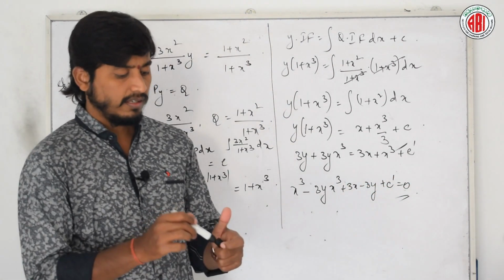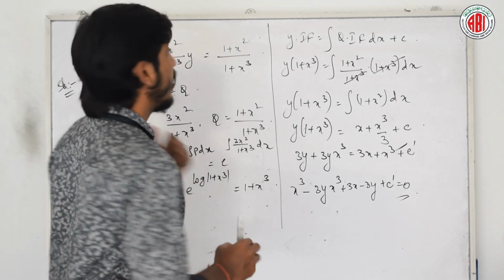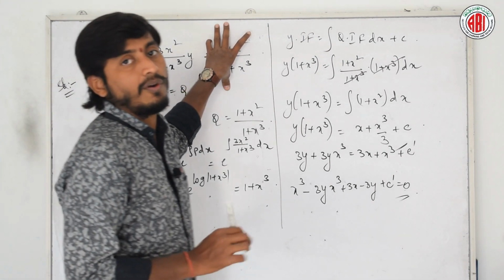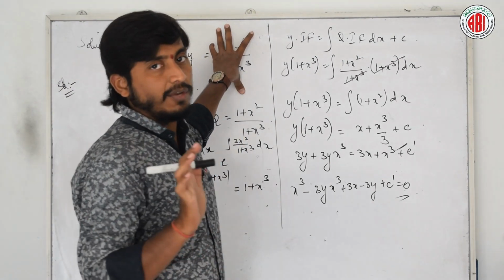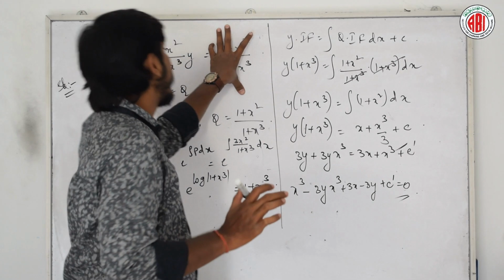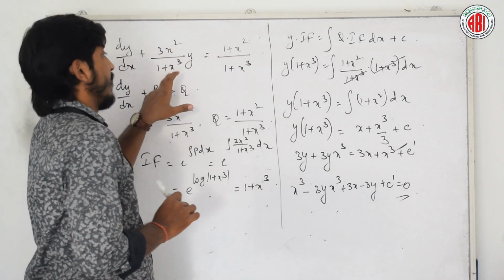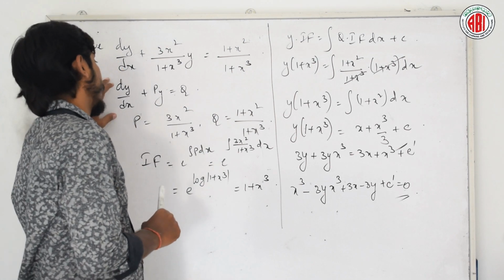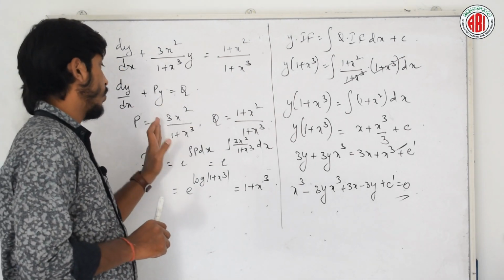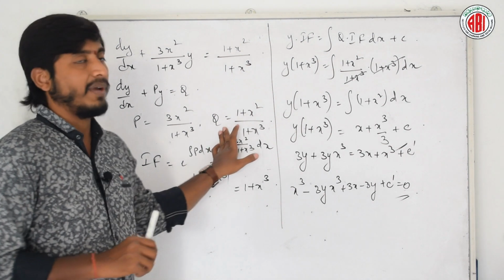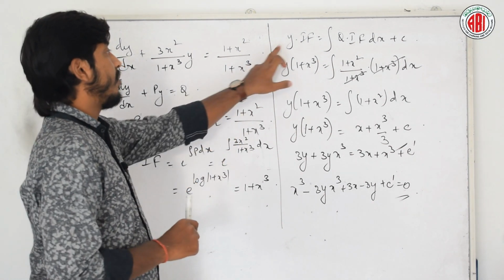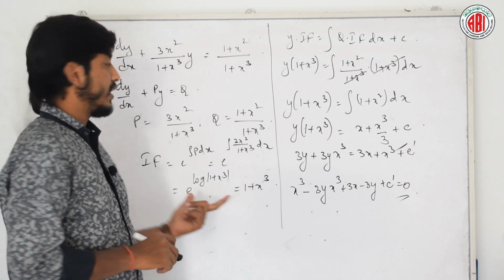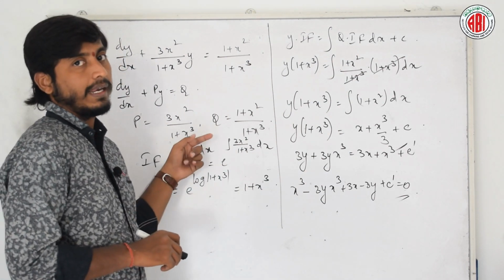Is it clear? Did you understand? What did we do here? First, you have to check whether the given question is in the form of a standard linear differential equation or not. Yes, this is in the form because this will behave as p and this will behave as q. So, my differential equation will be dy by dx plus py equal to q. Since our formula is direct, y into IF is equal to integral of q into IF dx. So, we first find IF, which is nothing but e power integral p dx.